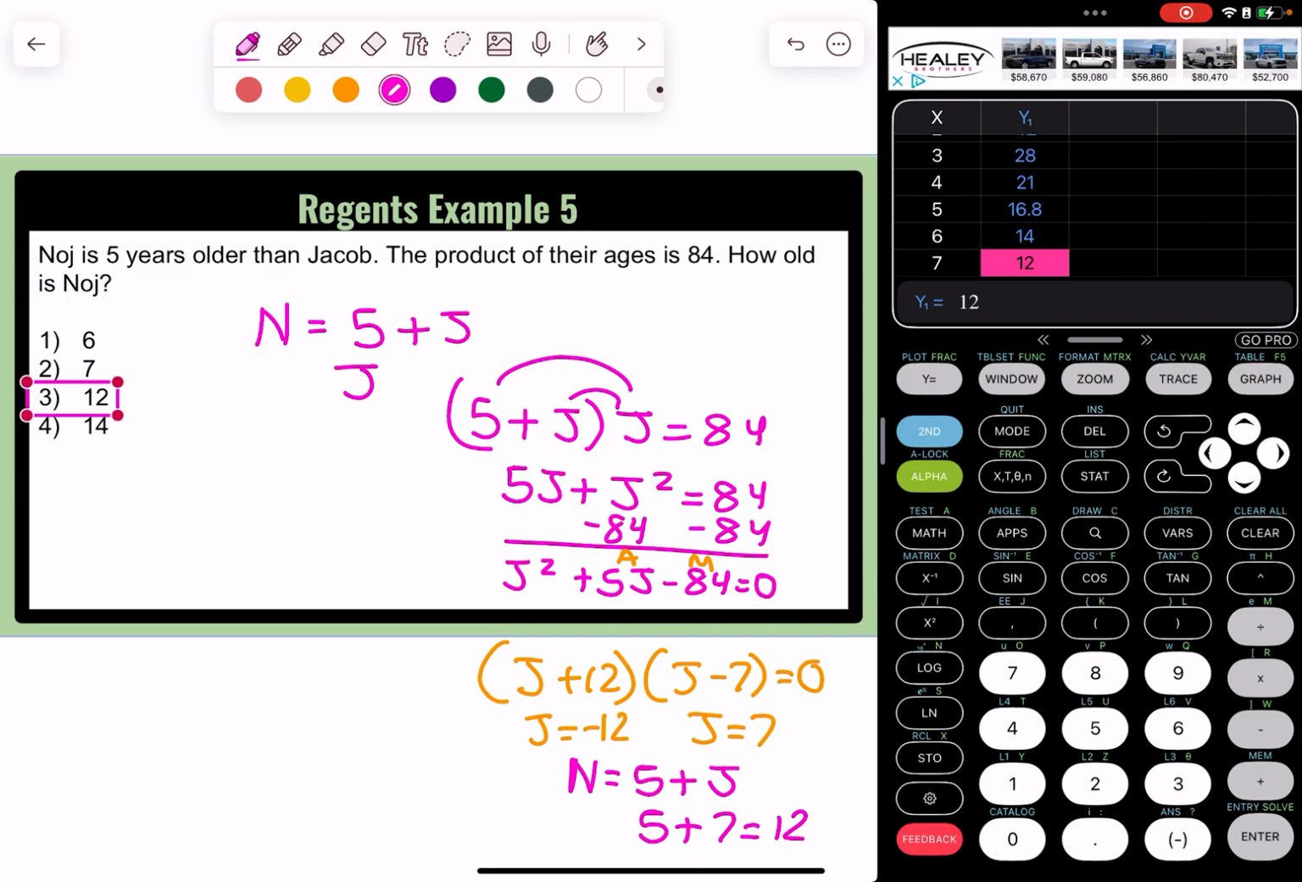Again, you technically didn't have to do this. We know these are all the ages of Noji, and then we know that Jacob is technically 5 years younger. So we're just subtracting 5. This would be 7, and this would be 9. And then multiply them together and see which one equals 84. It would be choice 3.